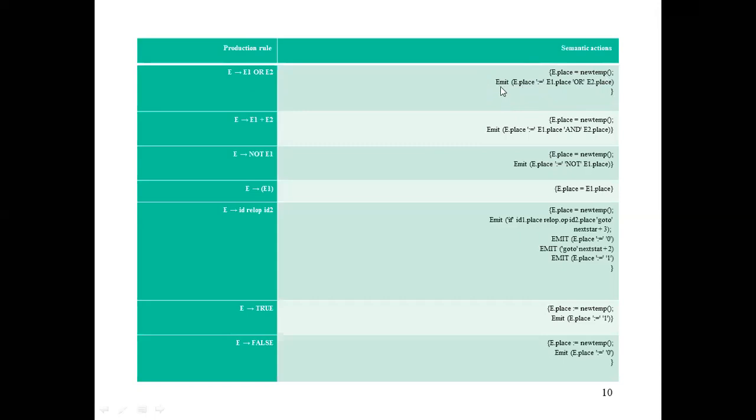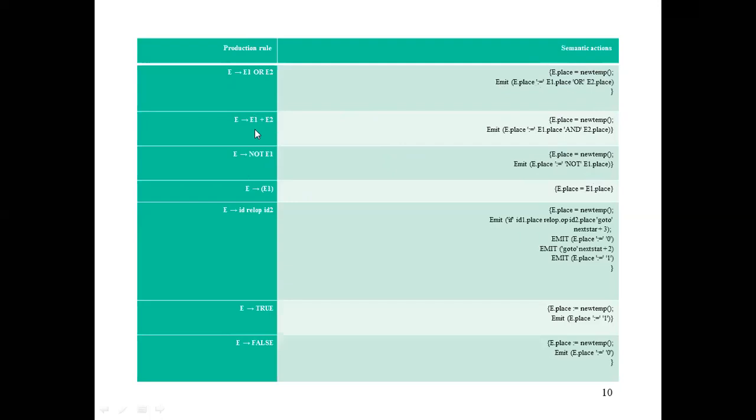Here we will write emit, which is a sort of function, and then E dot place equal E1 dot place, then the logic gate will come here, and E2 dot place. So this is the semantic action for the particular production rule. These are called the various production rules, and these are called the semantic actions for that particular production rule. So this is the proper grammar to write the semantic action.